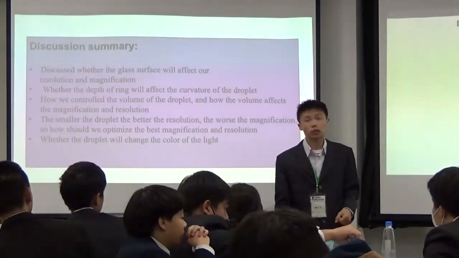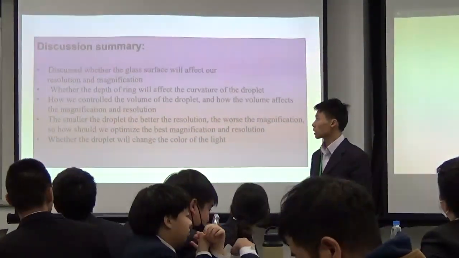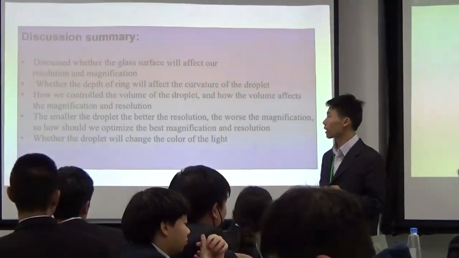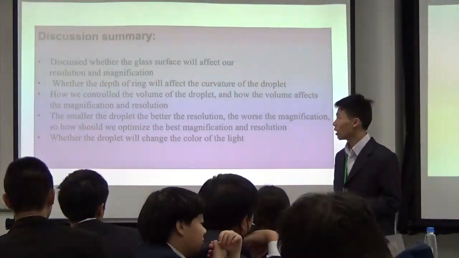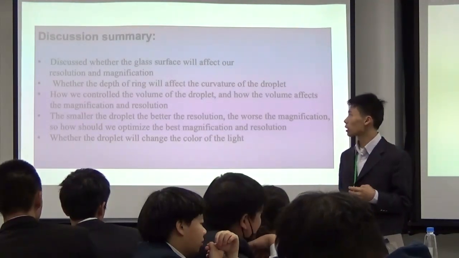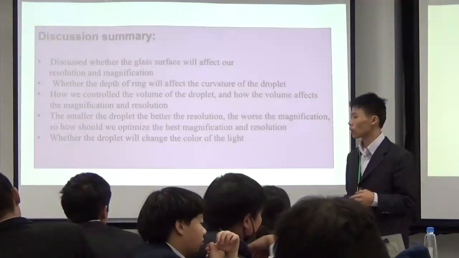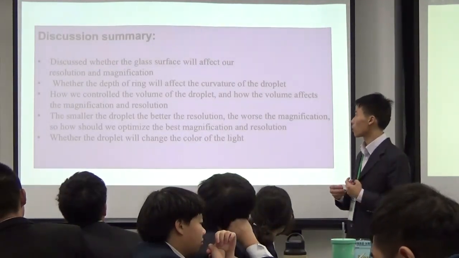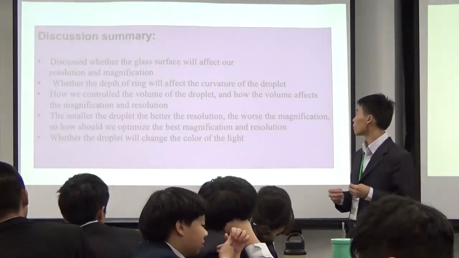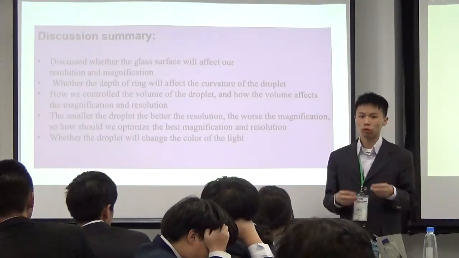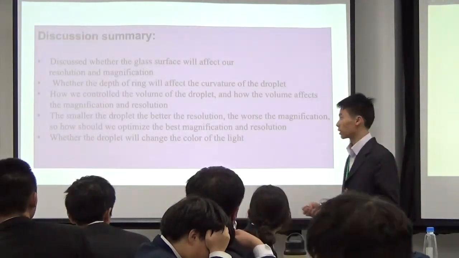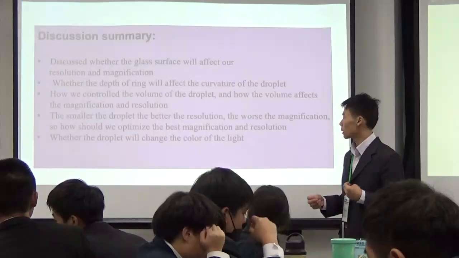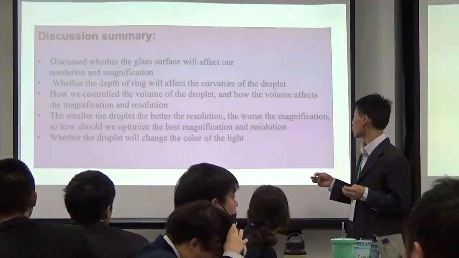Then this is our discussion summary. First we discuss whether the flat surface will affect our resolution and magnification. And then we discuss whether the depth of the ring will affect the curvature of the droplet. Then how we control the volume of the droplet and how the volume affects the magnification and the resolution, and how to optimize it. The smaller the droplet, the better the resolution. And of course the magnification.